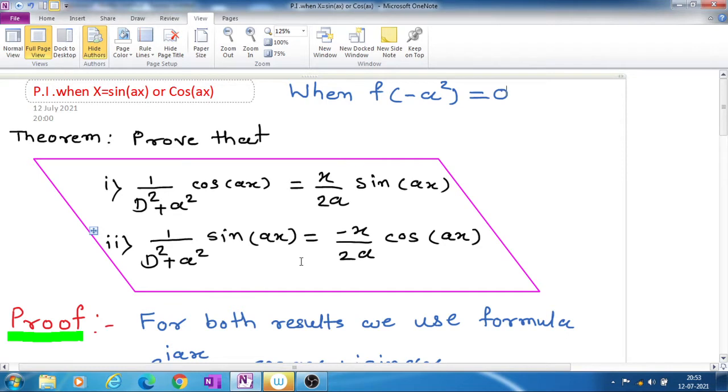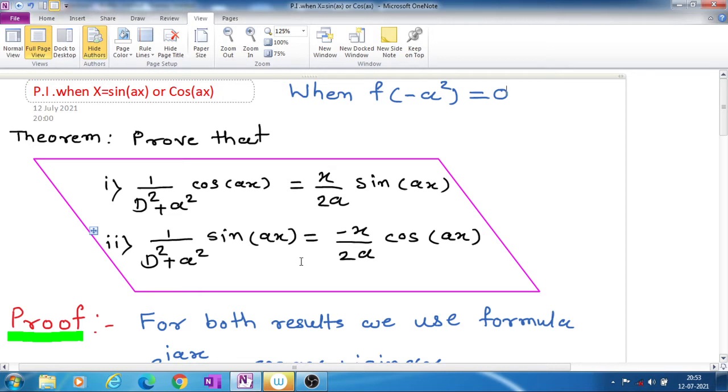Now in the last lectures we have seen how to find PI when capital X is equal to e raised to ax. We have seen examples also. Now in this lecture we see how to find PI when f of minus a square is equal to 0, when capital X is equal to sin ax or cos ax. In the last lecture we have seen the formula for capital X equal to sin ax or cos ax.